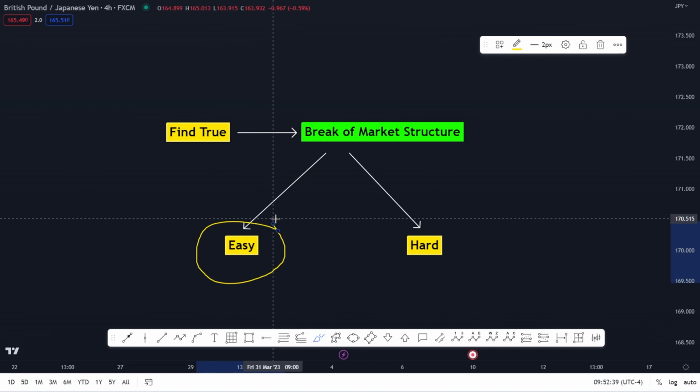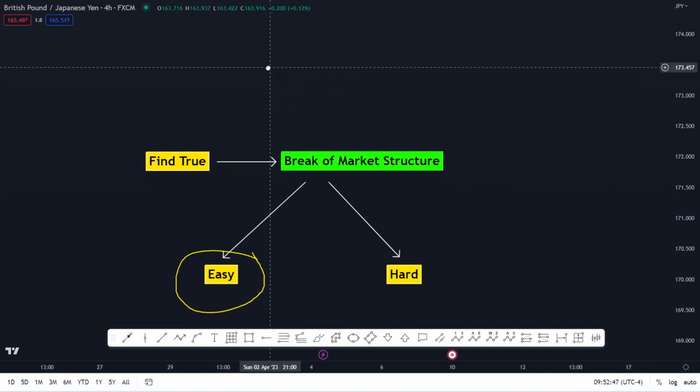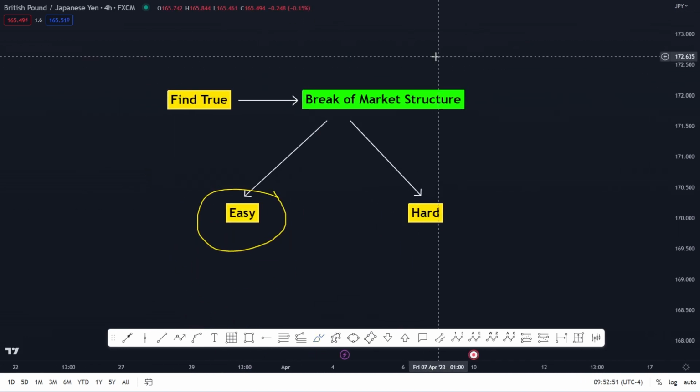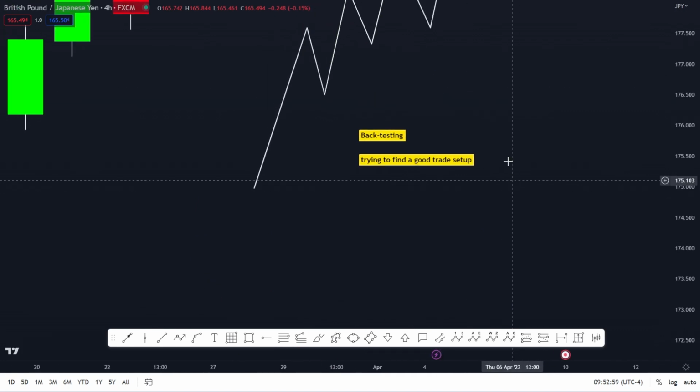If it's hard, then you're making it hard for yourself because you don't put enough time on your chart. So let's move on to the example of this video on how we can find a break of market structure from the higher time frame to the lower time frame very easily. So let's find the pattern.